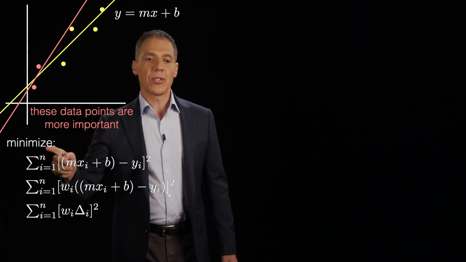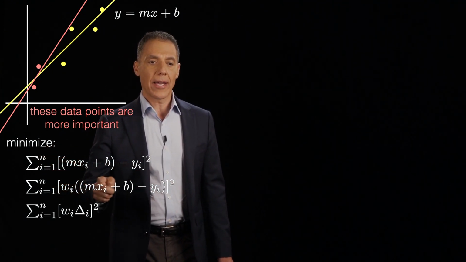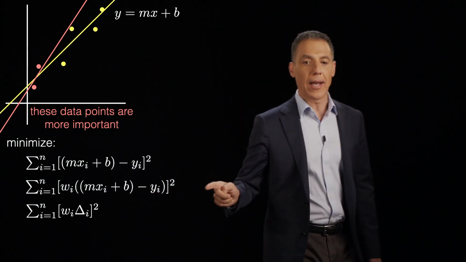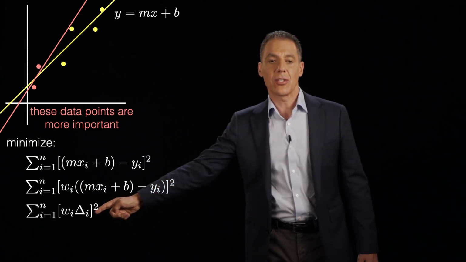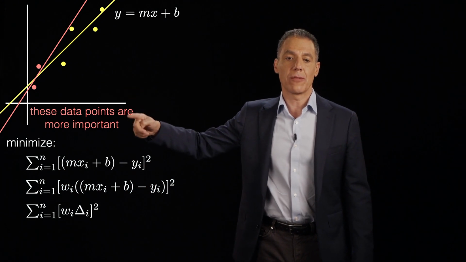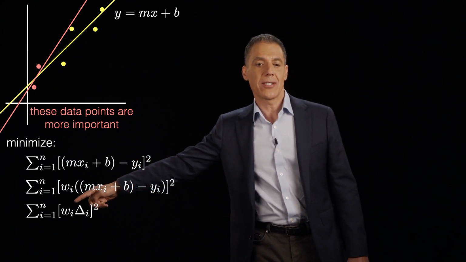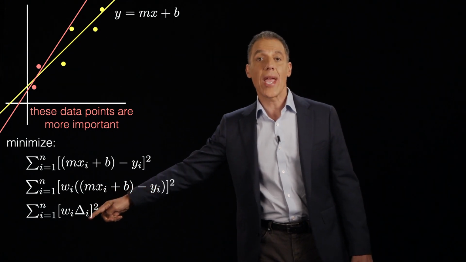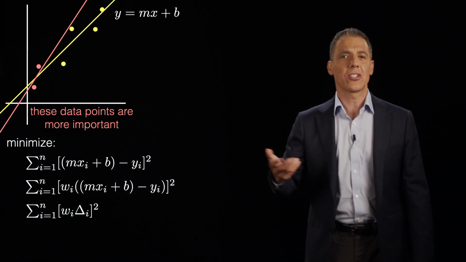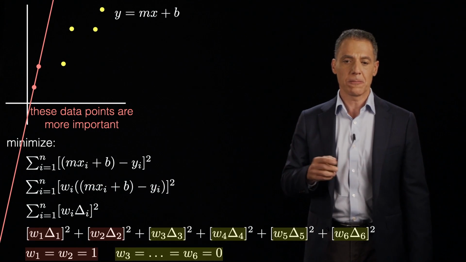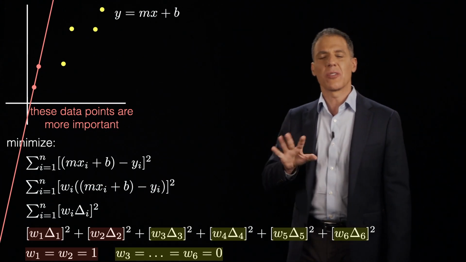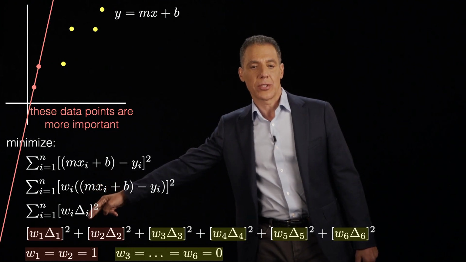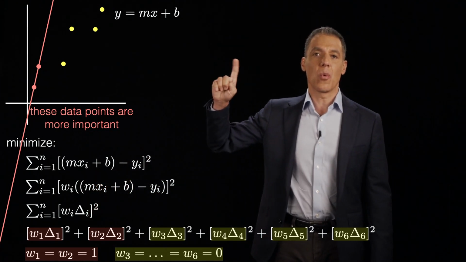So what are we going to minimize now? We've got w_i, and let me just replace mx plus b minus y_i with delta sub i, which is the notation we've been using for the error. So what I want to minimize is the sum of the squares of the weighted errors. Well, let's try to get some intuition as to what's going to happen here. Let's imagine a somewhat degenerate case. Let's imagine that the weights w1 and w2, I'm going to set to 1.